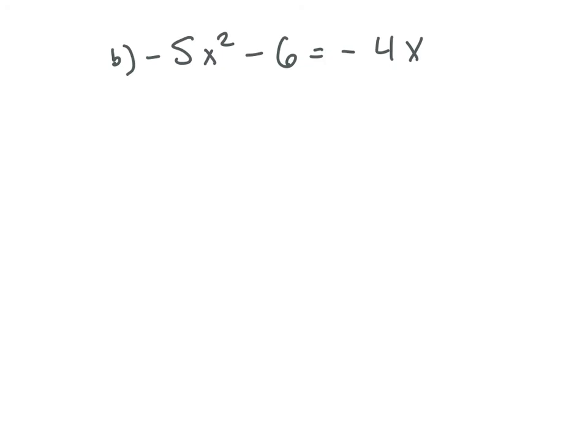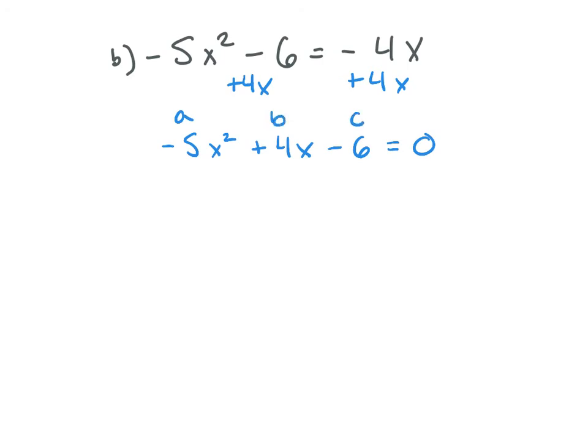We can move the 4x to the other side. If we wanted to move the negative 5x squared and the negative 6, we could, but we can just move the 4x. It's important here that we keep them in order, so we have our x squared term, then our x term, and then our minus 6. So this way we can see what's our A, what's our B, and what's our C. So now we just plug in.